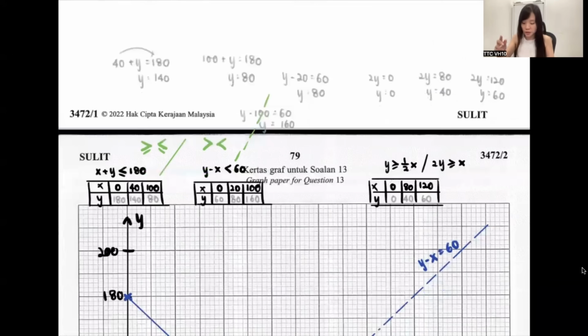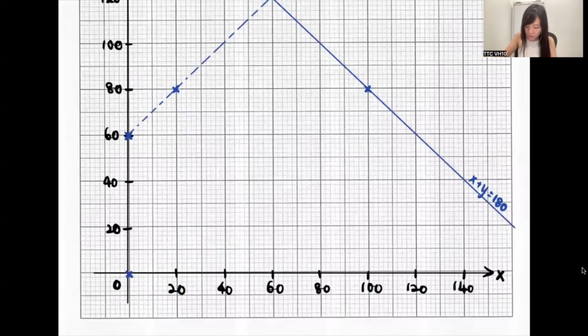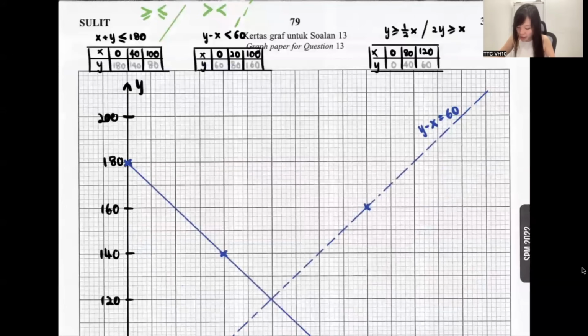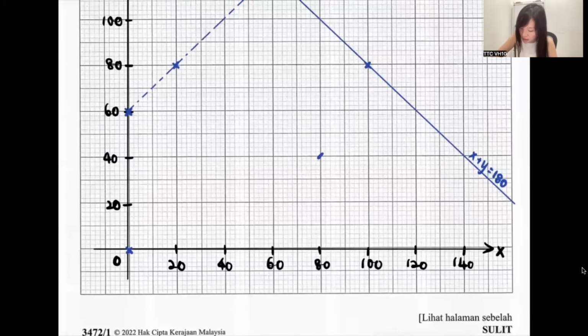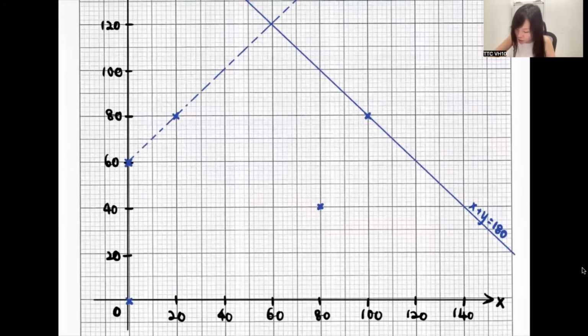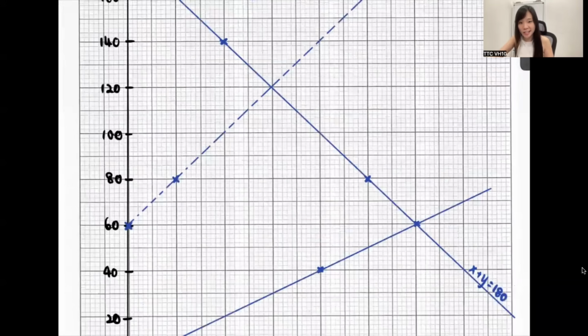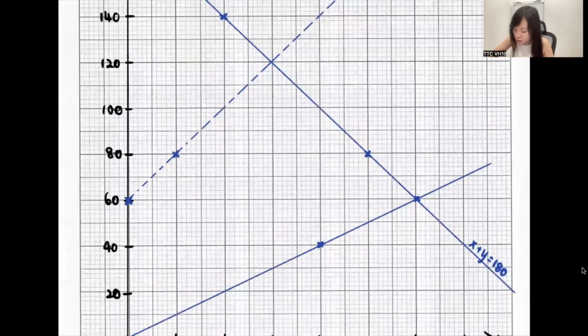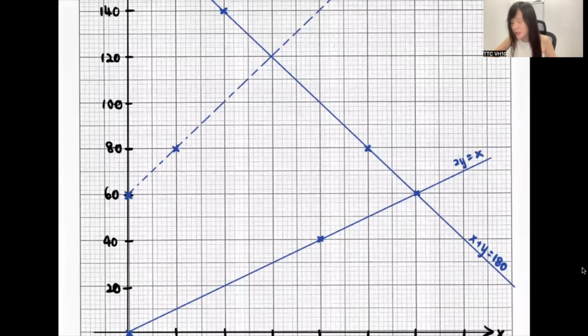So 0, 0, that's the first point here. And then 80, 40 here. And then 120, 60 here. This one is a solid line. This one has equal. This one draw a solid line. Okay, guys, all see that? And this one is called 2y equals x. I don't like my equation to have a fraction now. You want to write a fraction also can, doesn't matter, okay? So that is the line. All the 3 lines, all correct already.